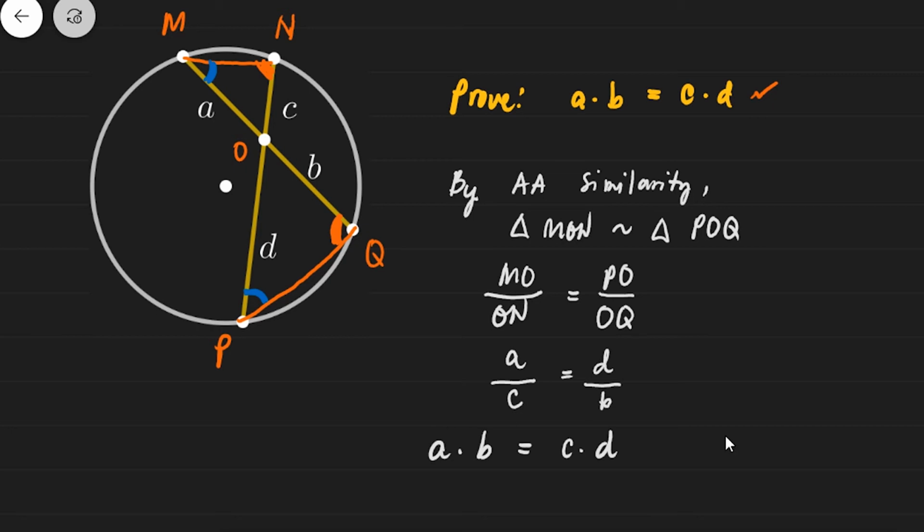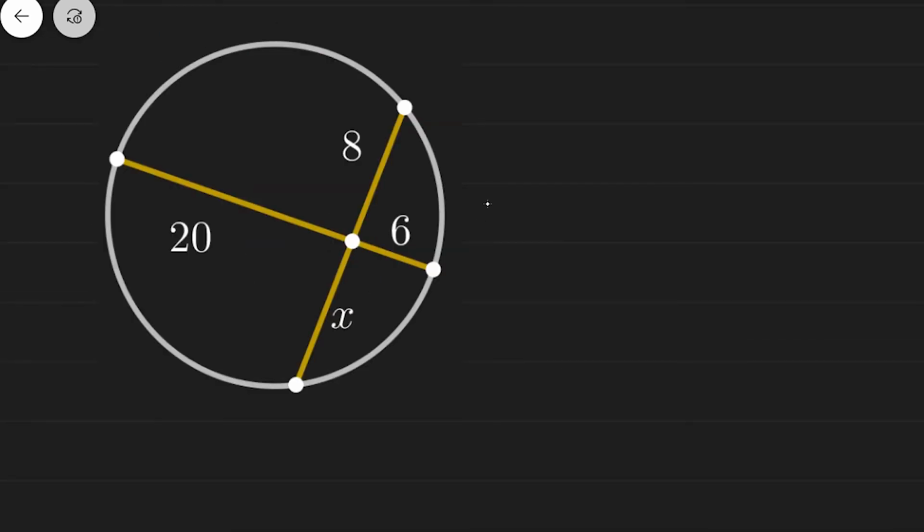The other cases for the theorem will be the same. All you have to do is to look for the similar triangles. And we're going to do it sa class na lang. Let's have example number 1. For this case, we're going to look for X. Find the value of X.